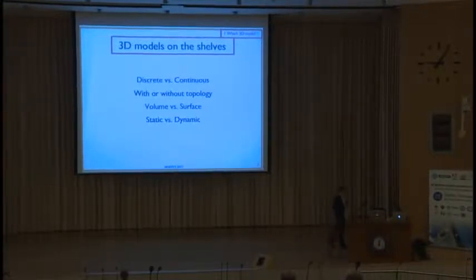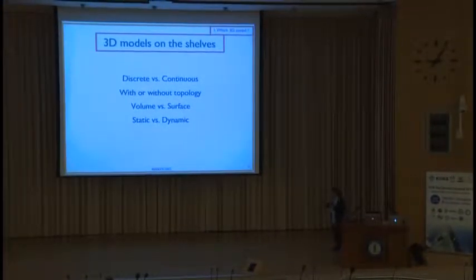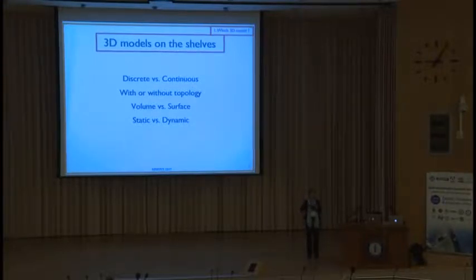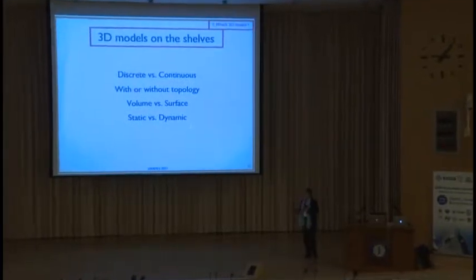So, which characteristics should you consider when you want to choose your model? First, you may want to have a discrete model or a continuous model. You want to have some topology or not. What I will call here topology is when you have a model, you have some information that links the different parts of the model. You may want to have a volume model or a surface model, like BREP, boundary representation. And you may have a rigid model, or you may want to animate your model and to have something dynamic.